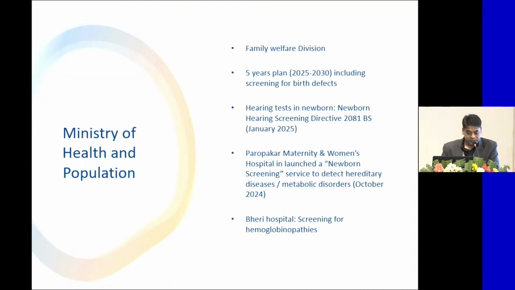So let's see. The Ministry of Health and Population has one division, the Family Welfare Division, that looks after maternal and child health. They have just published, and they also shared with us yesterday, a policy document, the 5 year plan. That includes a statement regarding the screening for birth defects, and I think there is one clause where they have also mentioned congenital hypothyroidism screening to be started in Nepal. So that is a good step or initiation from the government side.